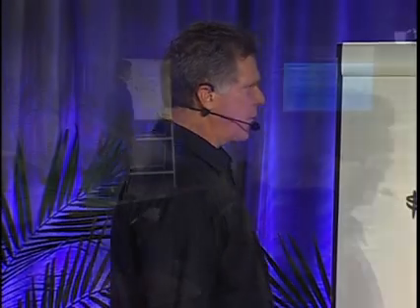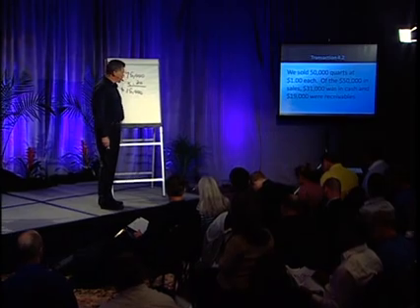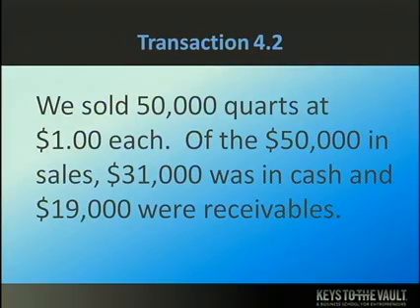Let's go to transaction 4.2. We're going to sell 50,000 quarts at $1 each. Of the 50,000 in sales, 31,000 was in cash, and 19,000 was in receivables. Holy cow, this is complex. I had sales, I had revenue of 50,000, of which receivables were how much? 19,000, is that right? And cash was 31,000.